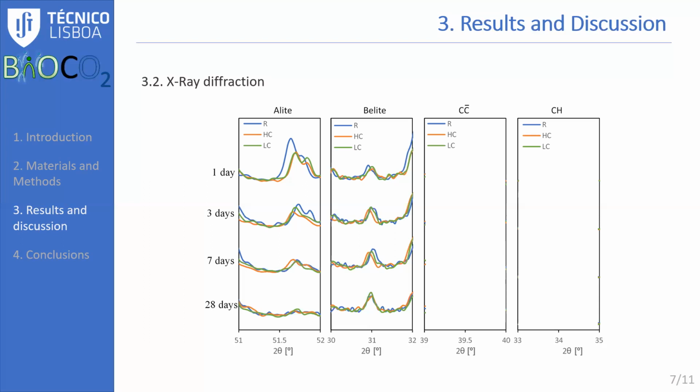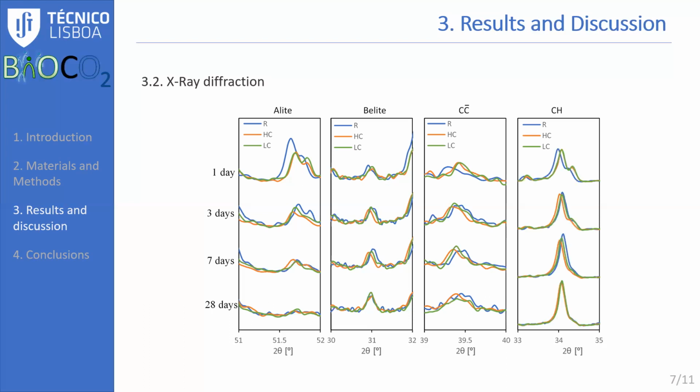For calcium carbonate, there is a slightly higher quantity for the carbonated samples, for both the high and low carbonation level, for the curing age of 1 day. For the subsequent curing ages, the calcium carbonate seems to have a similar quantity. Regarding calcium hydroxide, there is a similar quantity in every curing age for both uncarbonated and carbonated samples, indicating that the CO2 present in the carbonated water was not able to carbonate all the calcium hydroxide produced during the cement hydration reaction.